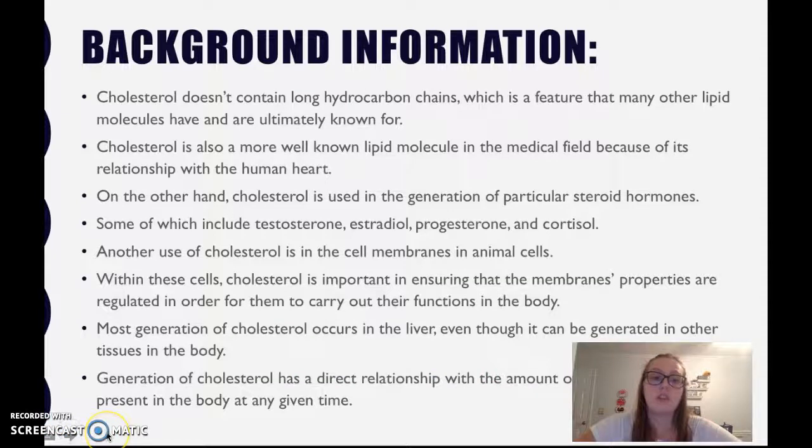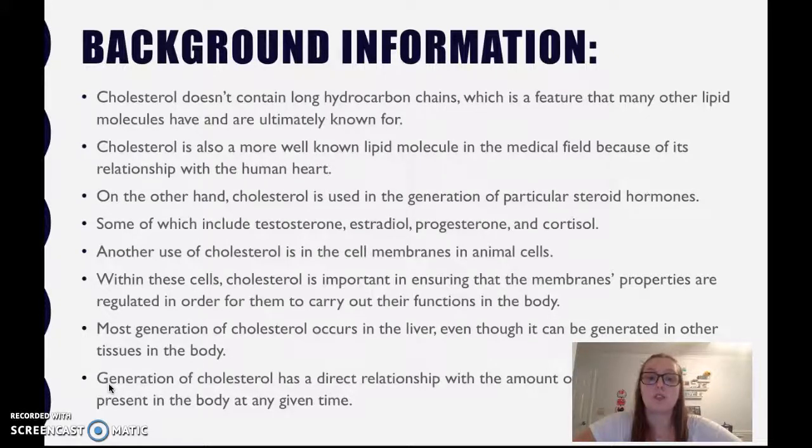Okay, so to begin, here's some background information. Cholesterol doesn't contain long hydrocarbon chains, which is a feature that many other lipid molecules have and are ultimately known for. Cholesterol is also a more well-known lipid molecule in the medical field because of its negative relationship with the human heart. On the other hand, cholesterol is used in the generation of particular steroid hormones, some of which include testosterone, estradiol, progesterone, and cortisol.